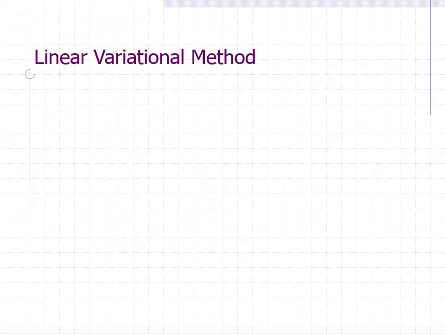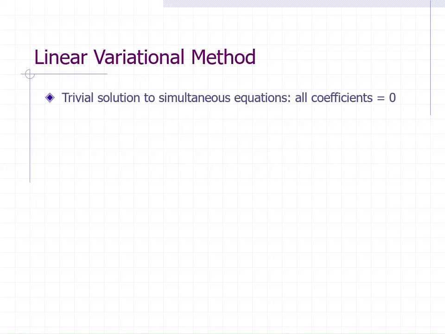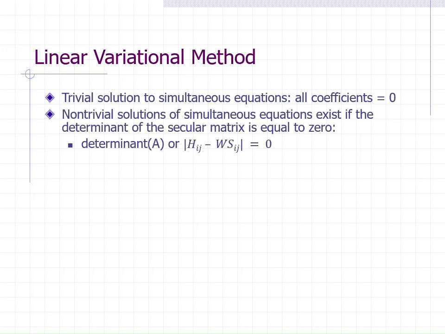Now, let's examine the solutions to the secular equations. First, there's a trivial solution, where all coefficients are equal to 0. However, this solution is not physically meaningful. What we are interested in are non-trivial solutions. These exist only when the determinant of the secular matrix is equal to 0.